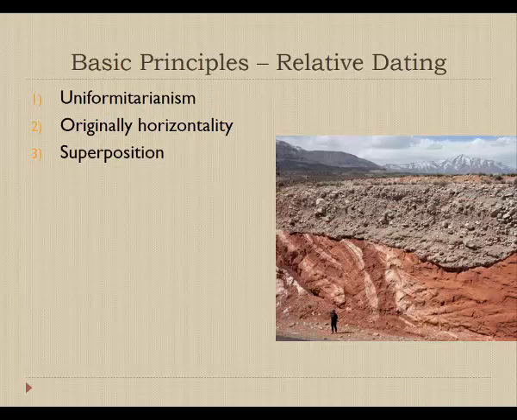The third principle is called superposition, and superposition tells us that the layer that's on top is most likely the youngest layer. Sometimes things can be completely turned on end, but unless we have a reason to believe that happened, we should assume that the geologic material sitting on top is going to be younger, just like if you stacked up a bunch of books or papers, the one sitting on top would be the last one that you put into place. So in this picture, the gravelly layers on top are younger than the older red and white streaked layers below.